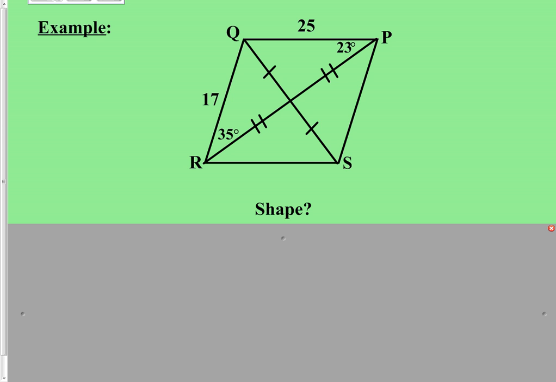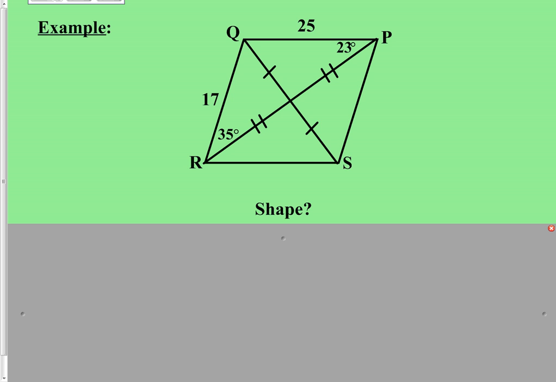Okay, in this figure, we see that we have some tick marks on the diagonals, and we can see that our diagonals are bisecting each other. Well, looking back, what type of shape has diagonals that bisect each other? Well, that would be a parallelogram. So this figure is at least a parallelogram. But let's keep checking. Maybe it's a rectangle.